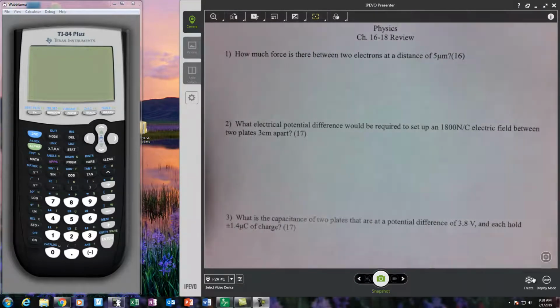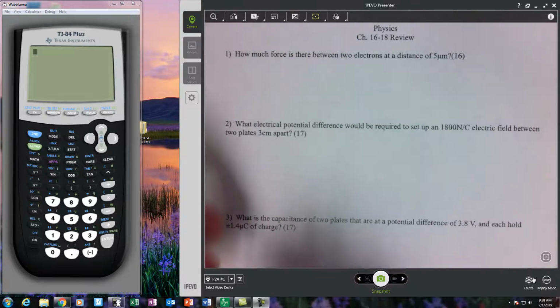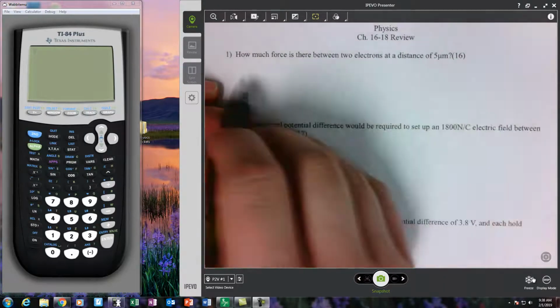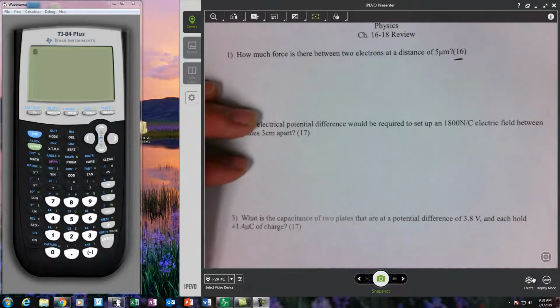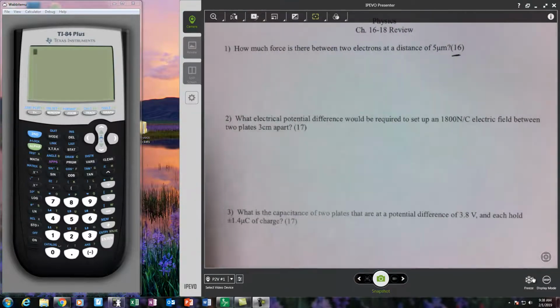So today we're doing chapter 16 through 18, which has a lot to do with static electricity and charge generally, and what it does to itself and to other charges around. This first question is from chapter 16. That's what that 16 means. It says, how much force is there between two electrons at a distance of 5 micrometers?